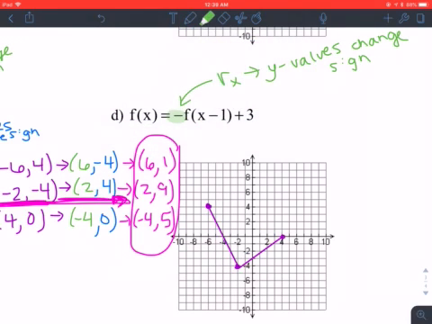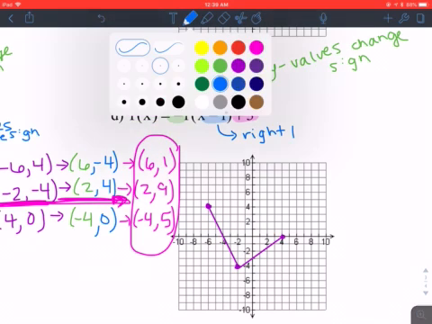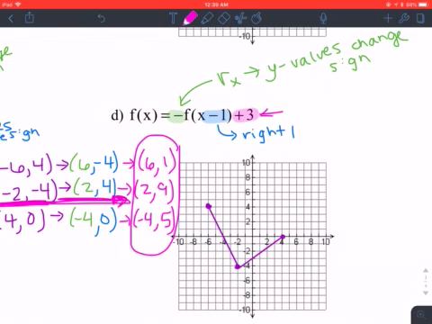Okay, our next transformation is here. We've got a -1 inside our function. So anything inside is affecting your x values, and remember inside is also inverse. So this is the opposite of what we would expect, so we're moving right one. And then finally, we have our +3 on the outside. It's affecting our y values, anything outside of the function, and that will shift our graph up 3.